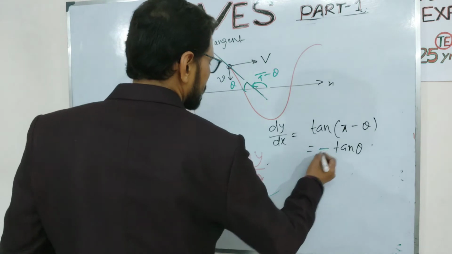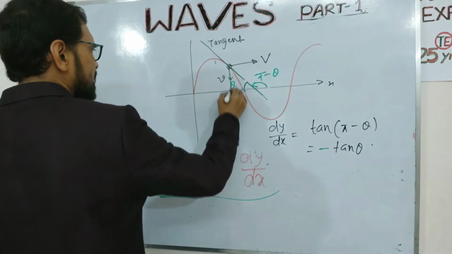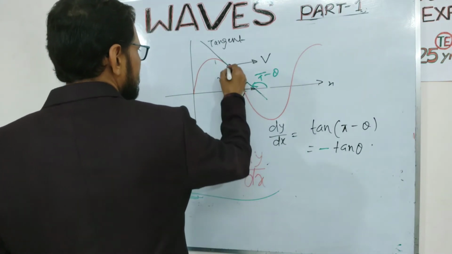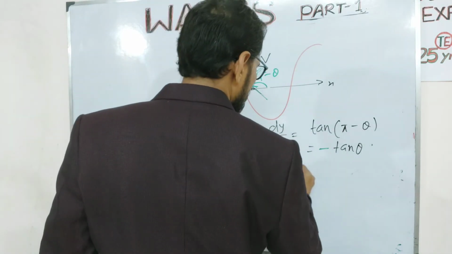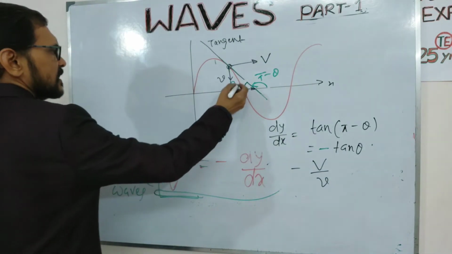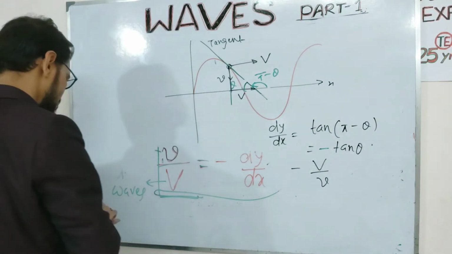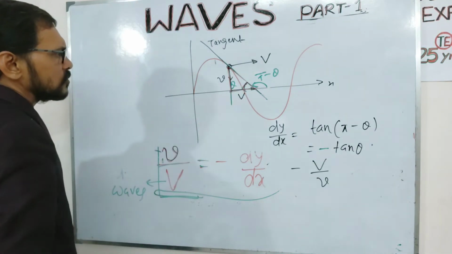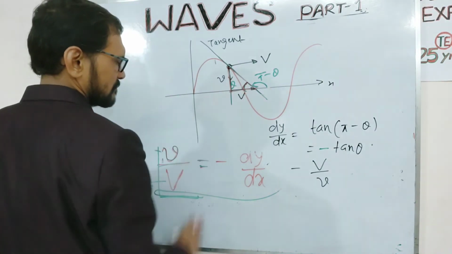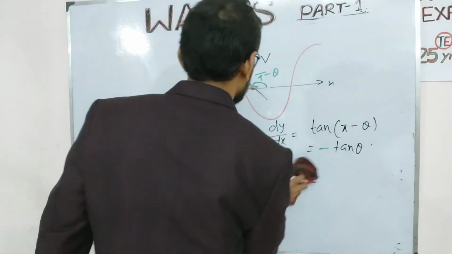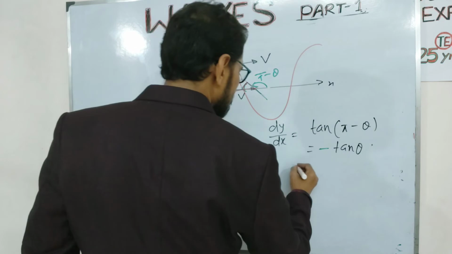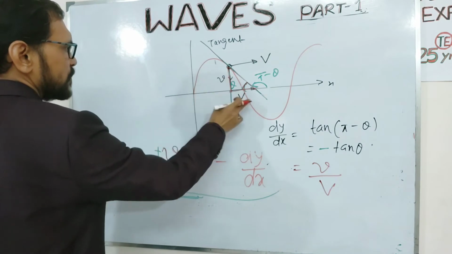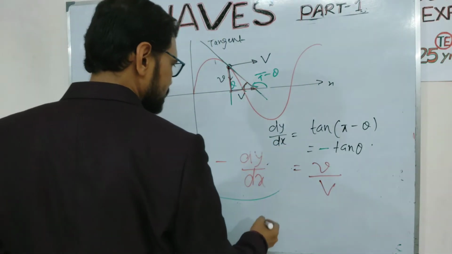Now what is tan theta? From this triangle, this is perpendicular v and this is base V. So tan theta equals v by V from this triangle. This is theta, tan theta equals perpendicular over base. This is small v and base is capital V. So from this figure you also get small v by capital V equal to minus dy by dx.